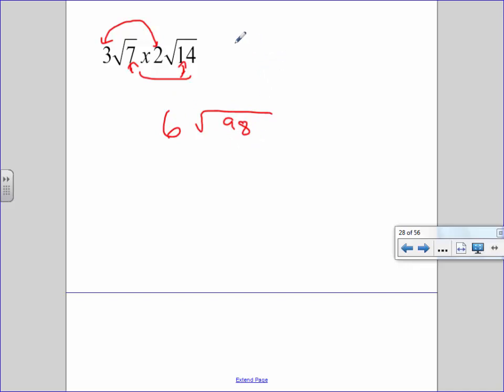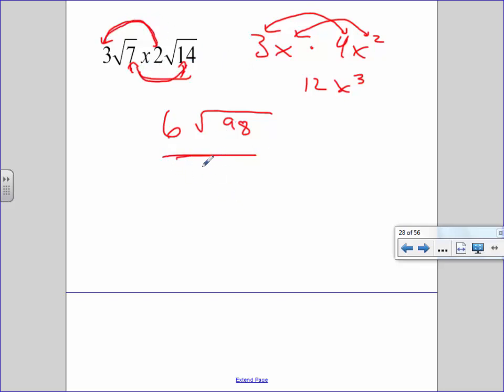Brief aside, this is kind of like taking 3x and timesing by 4x squared. How do you multiply these together? Well, you take the coefficients and you multiply them to give you 12. And then you take the other part and you put them together to give you x to the 3. That makes sense? So you always take coefficient by coefficient, radicand by radicand. Is that done, though? Actually, no.